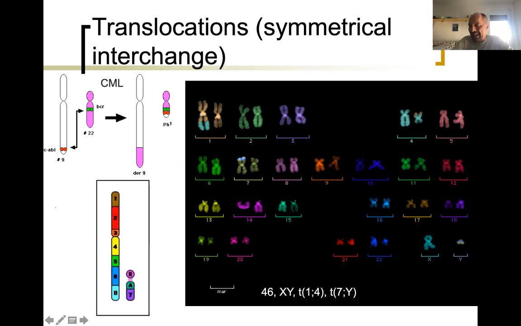And then you have a 7Y. You see the Y as a very strong and bright Q arm. And you see a little piece of 7 down here. So there are two translocations induced by radiation, actually, in this cell.